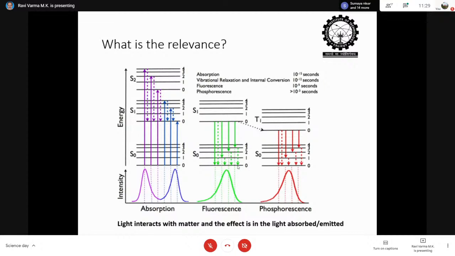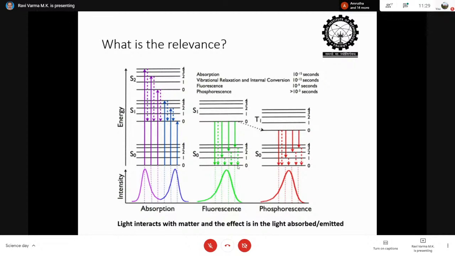So absorption is there. So there are a lot of other ways the light is interacting with matter. Light is absorbed by the matter, it gets excited. Light is released by the matter, it gets relaxed. So light interacts with the matter, and the effect is the light is either absorbed or emitted.